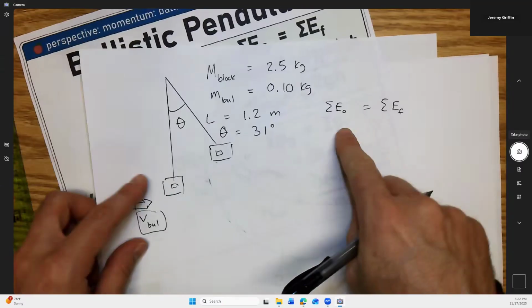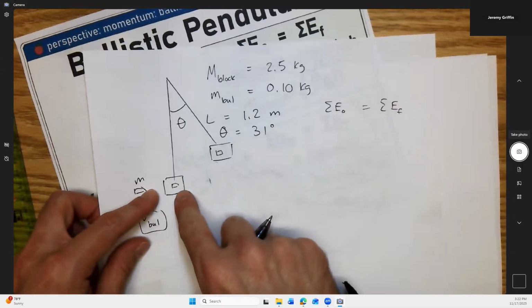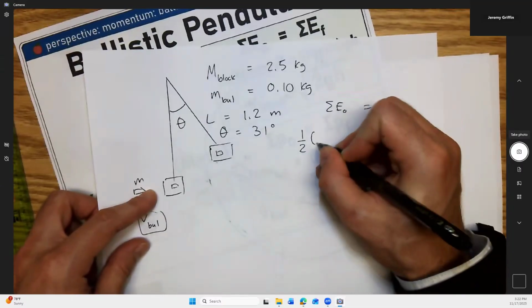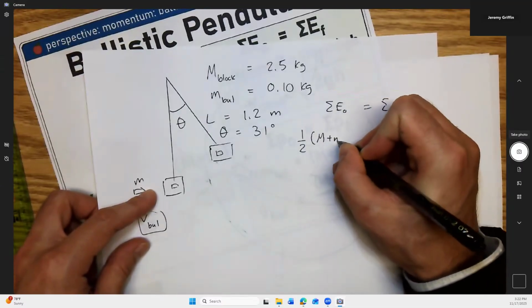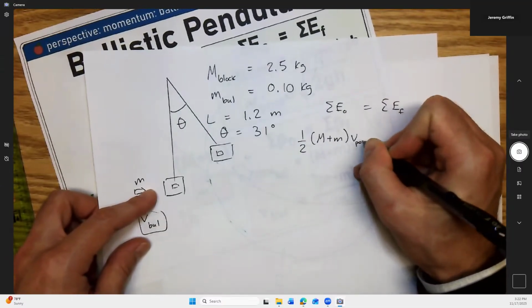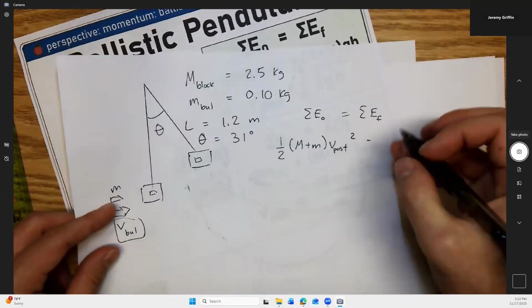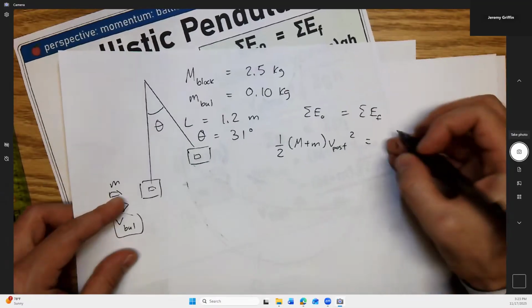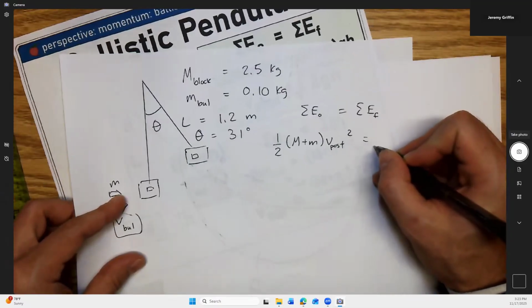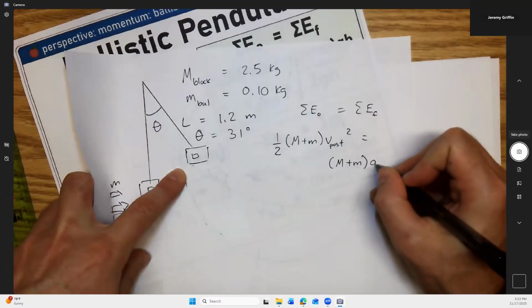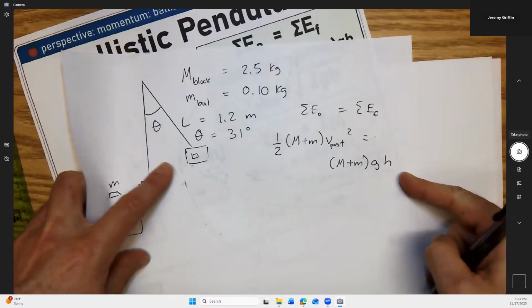Now, there was some kinetic energy after the bullet embedded in the block. I'll call that 1/2 mv squared, but it's block plus bullet, and so I'll call it V post, as in post collision, squared. Well, doesn't that just result in MGH? So it equals, now it is a combined mass because they're stuck together, and then g and then the height change. Is that true?